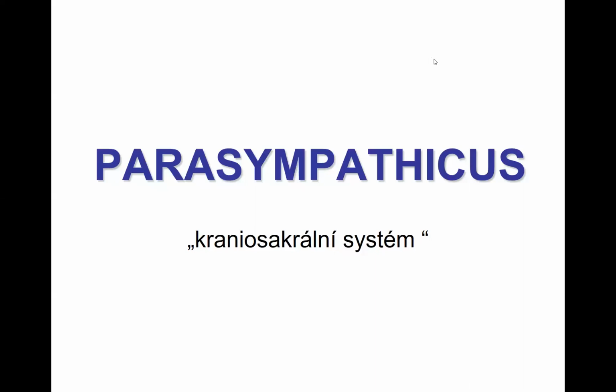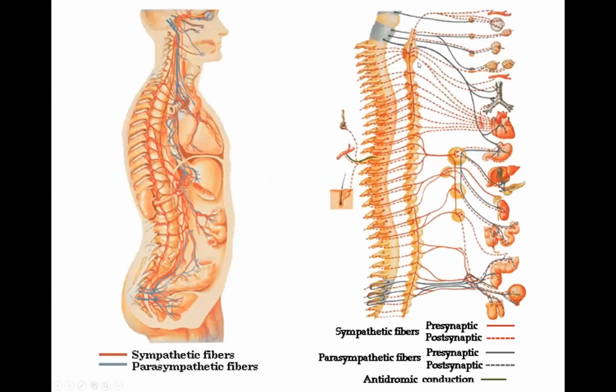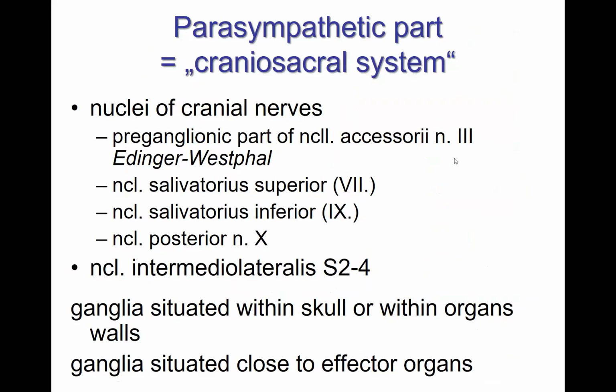The parasympathetic system is also called the craniosacral system, as we can see here with the fibers colored gray. They leave the brainstem in 3 cranial nerves for the area of the head, and the 4th one, the vagus, for the rest of the body. And then from here, at the level of S2 to S4, to supply the lesser pelvis and the hindgut. So that's the general information.